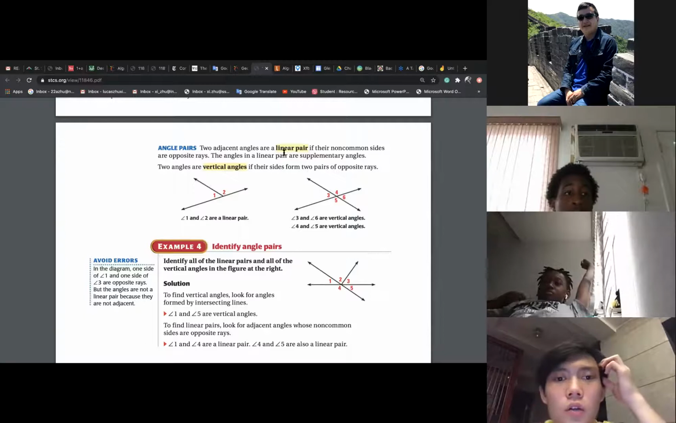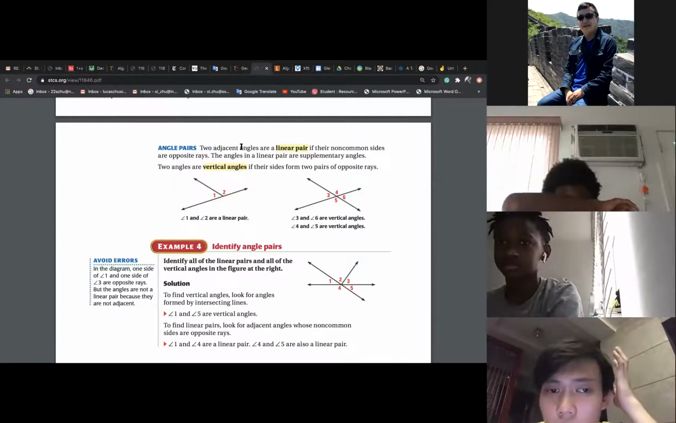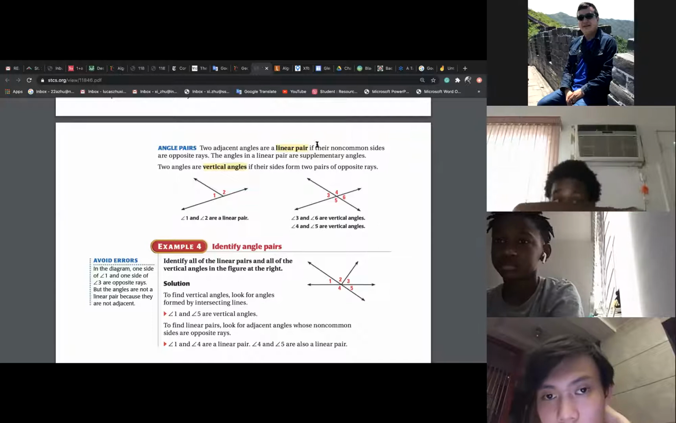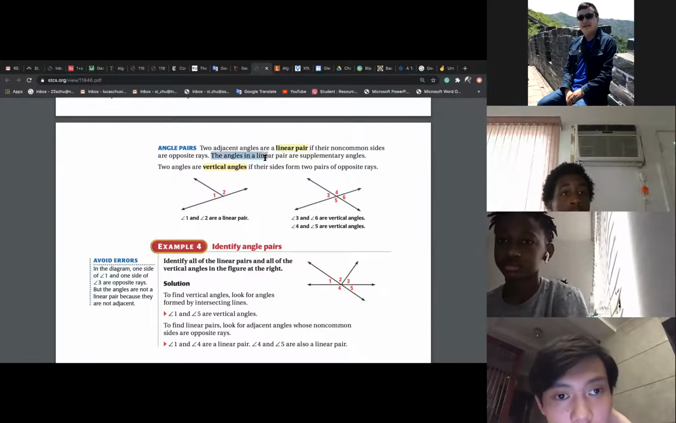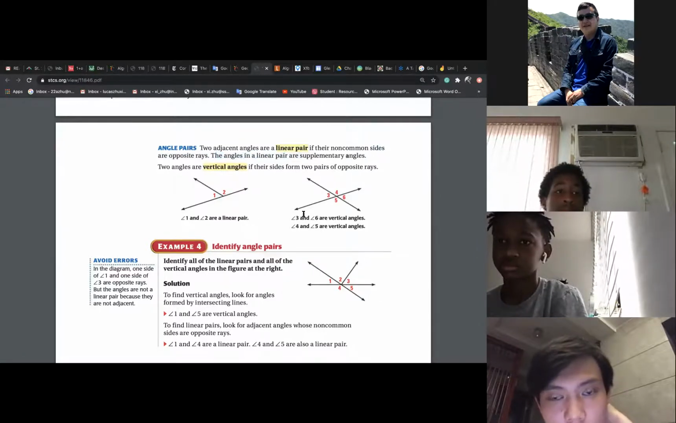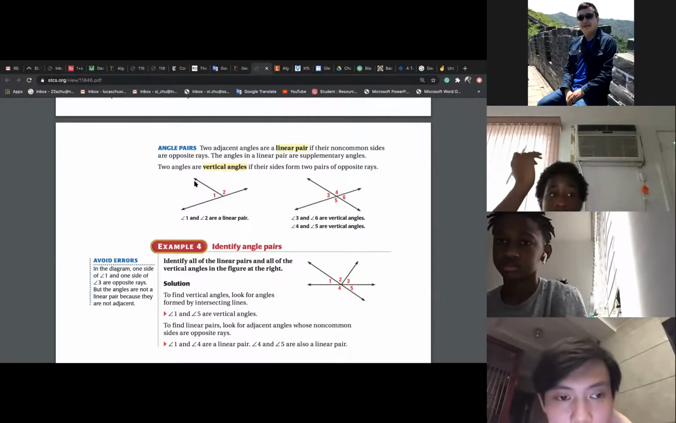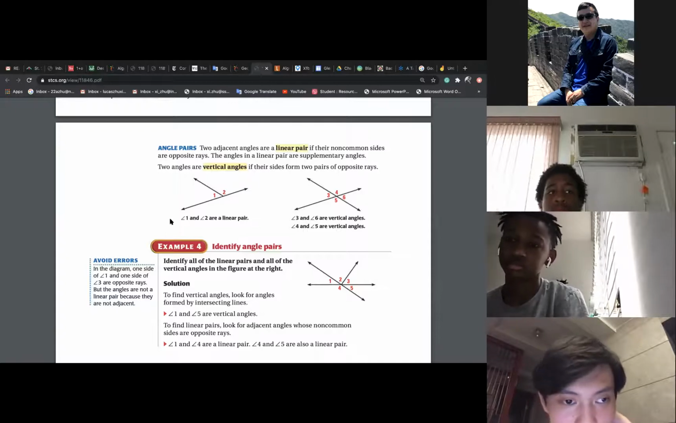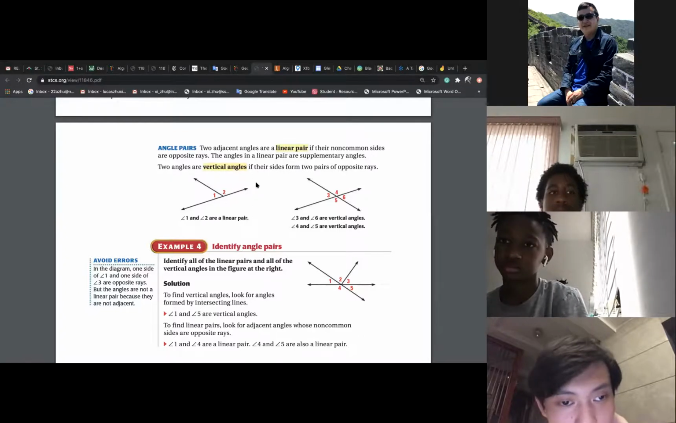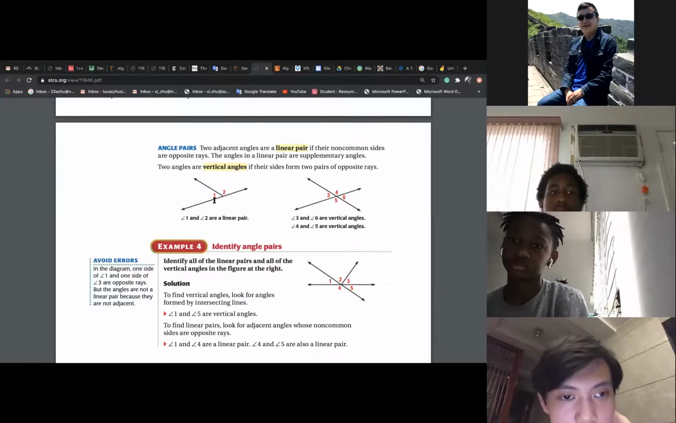There are also two adjacent angles called a linear pair if their non-common sides are opposite rays. The angles in a linear pair are supplementary angles. So see, over here, there are two angles. They are next to each other, right? And their non-common sides, the side over here and the side over here, are opposite rays. See, they go in different directions.